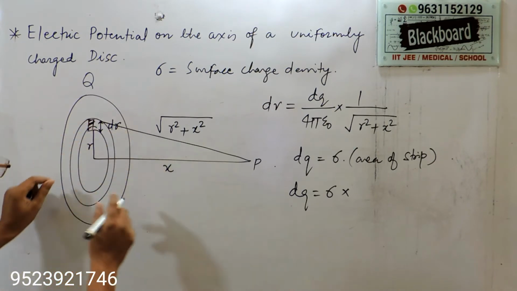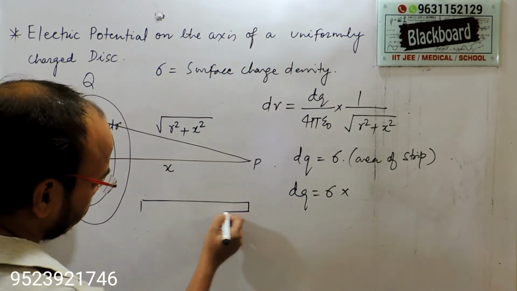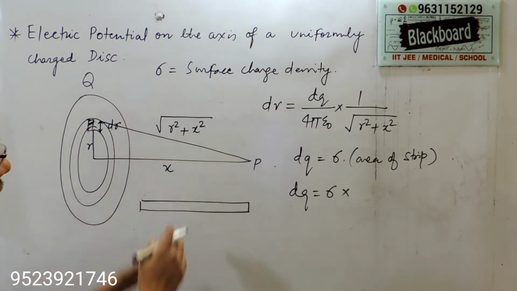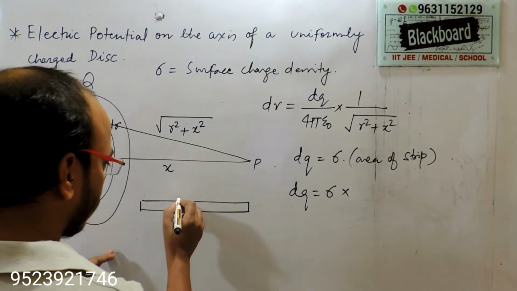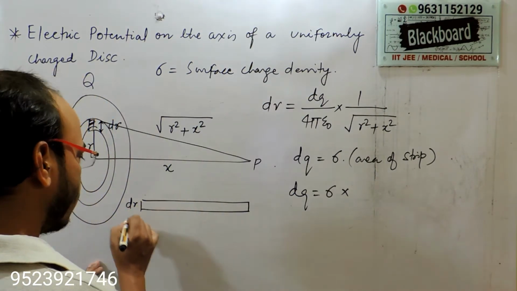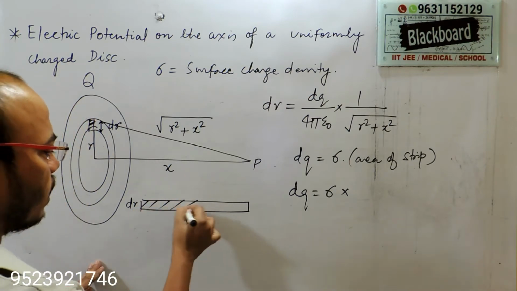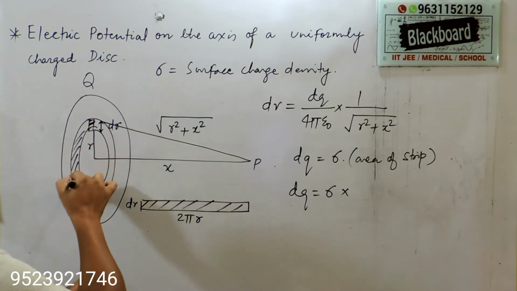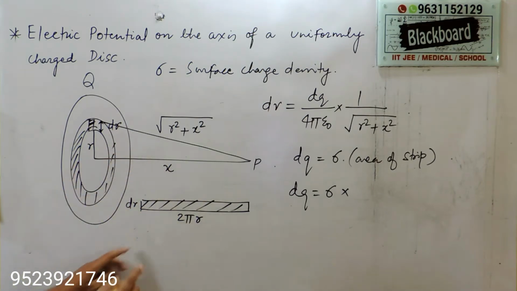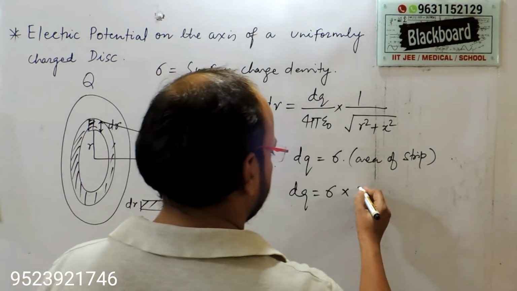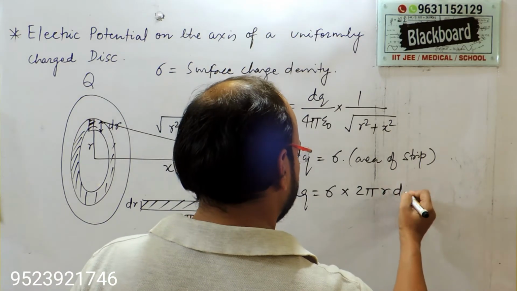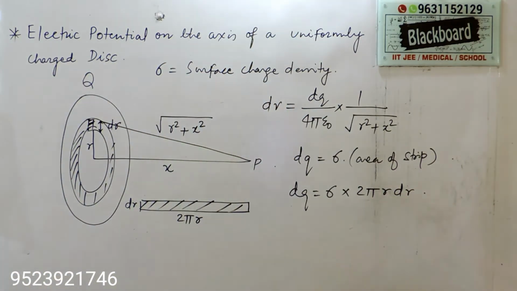If we open the ring, cut it and unfold it this way, you will get a rectangular strip. In this rectangular strip, the width is dr and the length will be 2 pi r. That means the area of the strip is equal to 2 pi r into dr. This is your dq. Now you can put this value here.